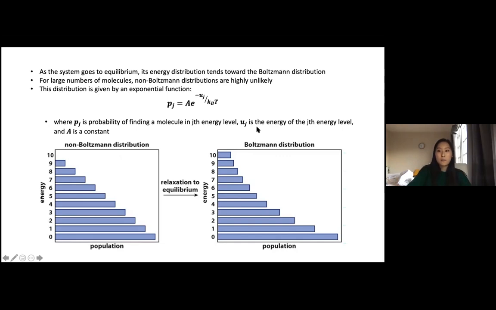This is represented by an equation, as you see here, and notice that it's an exponential function, which you can see in this graph looks like an exponential graph. P sub j is the probability of finding a molecule in the j energy level, U sub j is the energy of the energy level, and A is a constant.